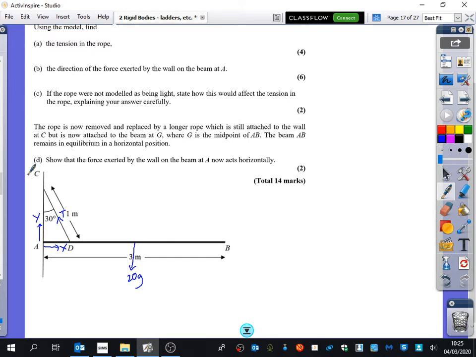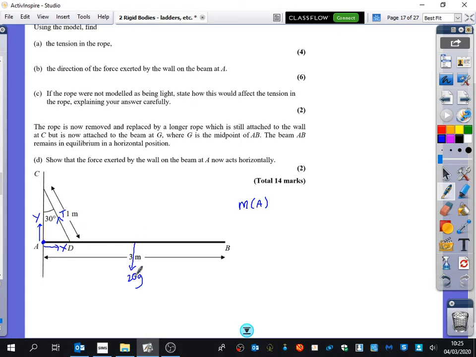So we need to do one of those three things, resolve, or take moments. Any suggestions? Take moments about A. Why is taking moments about A going to be the best? Because we don't know X and Y, so we can eliminate X and Y. So the best thing to do here is going to be to take moments about A. Well, thank goodness, we've got a really easy one to take moments about A here.